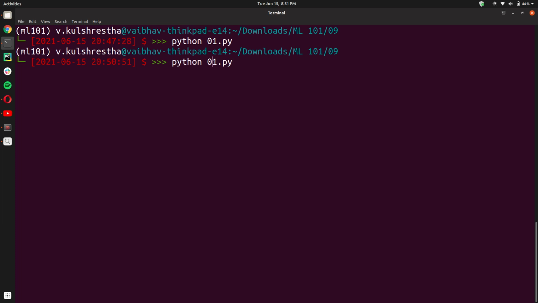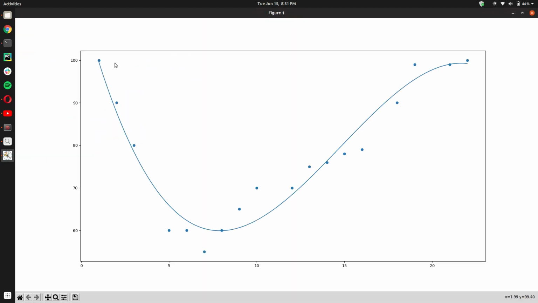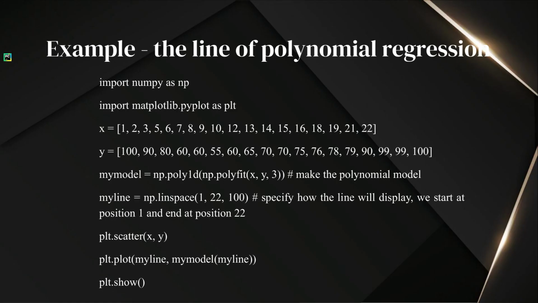As you can see, a degree 3 line is quite fitting. The scatter plot of the original points shows you how well the line aligns with the original data points. You can create a line using the np.linspace method from the numpy package.